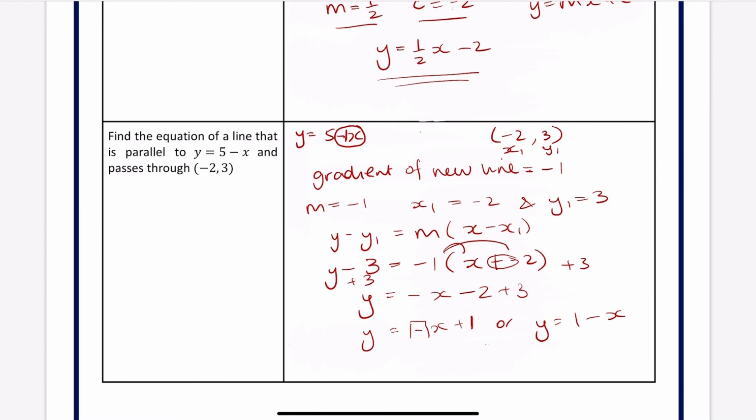However, if we put the negative in the middle and put the positive number first, we don't have to put the plus in front of it. We can ignore that. So it's going to be 1 minus x. In terms of the question, you can leave it in either of those two forms, but this one is probably the most preferred.